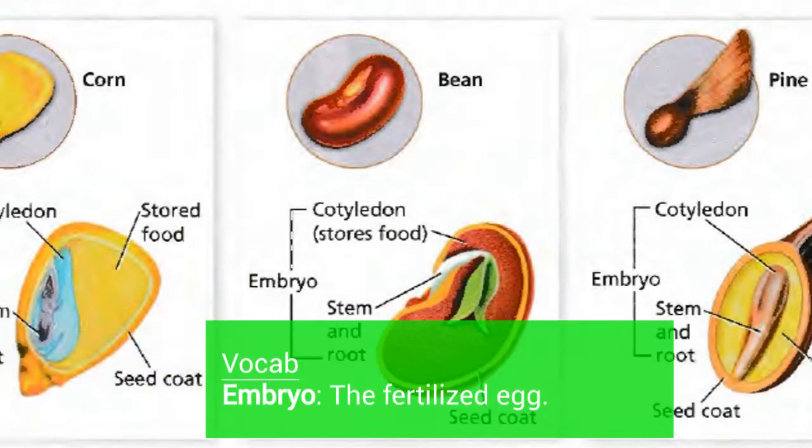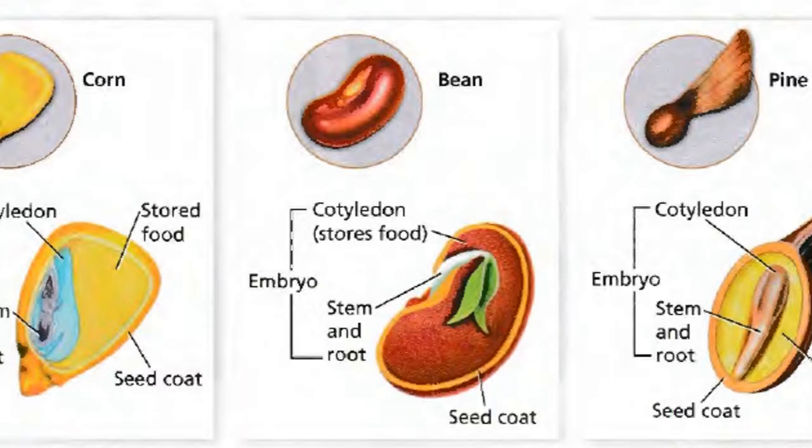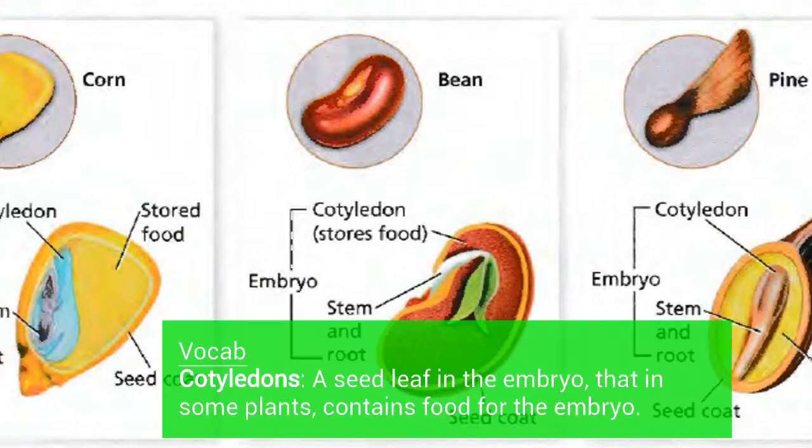In the seeds of most plants, the embryo stops growing when it is quite small. When the embryo begins to grow again, it uses the food stored in the seed until it can make its own food through photosynthesis, of course. And in all seeds, the embryo has one or more seed leaves or cotyledons. That's a really tricky word.